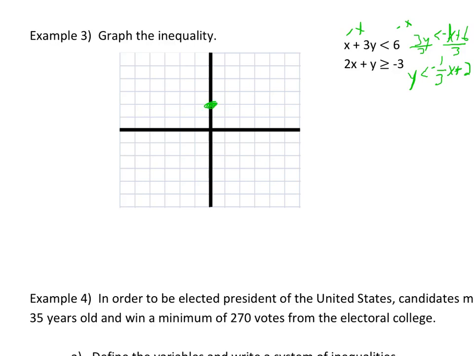Y-intercept of positive 2, slope of negative 1/3, so the rise is down 1, positive 3 for run, so to the right. It's an inequality that does not have a line under it, so it's dotted. And it says less than, so we will shade below.